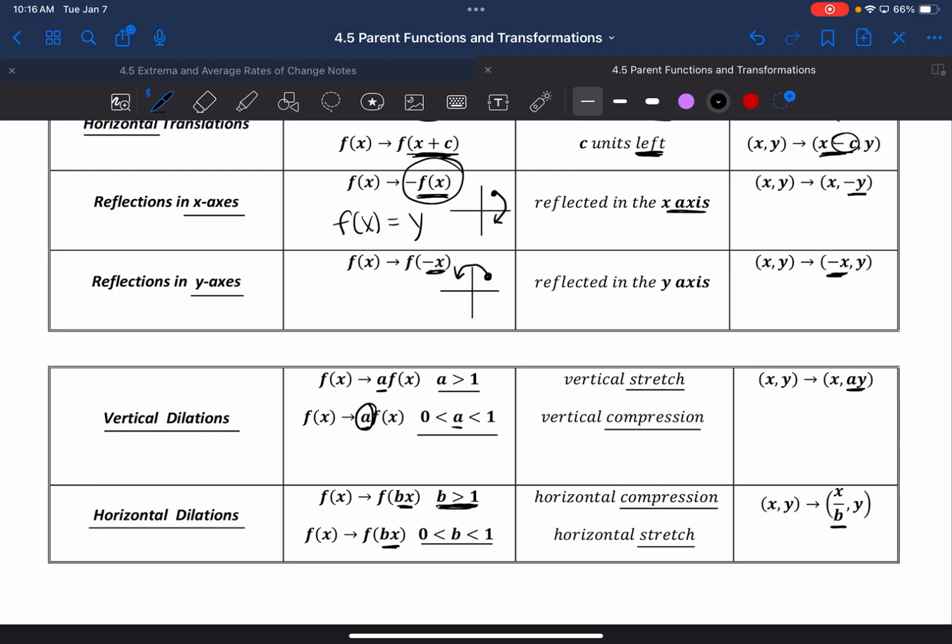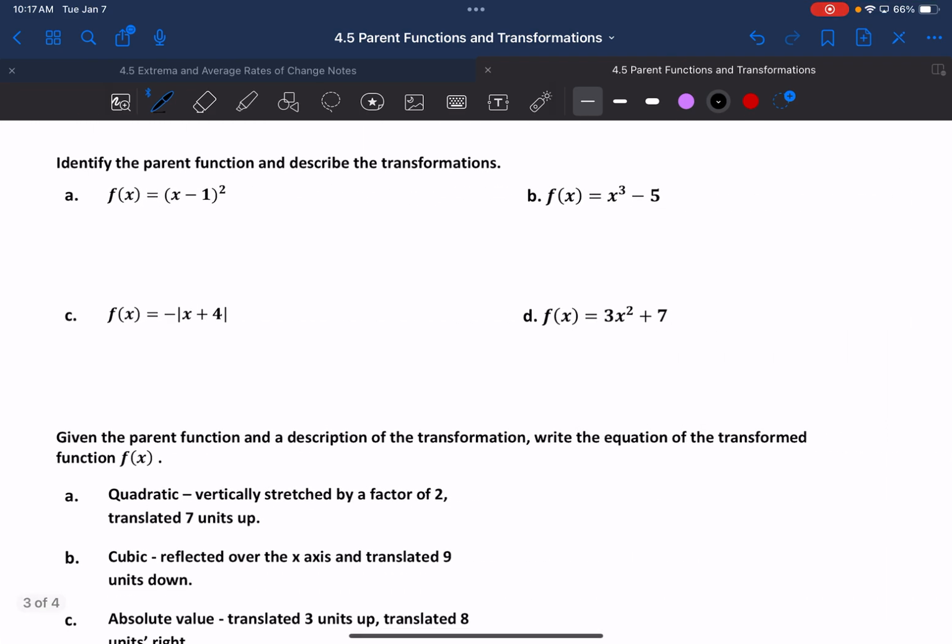Okay, so here you're multiplying your y by a. Here you're dividing your x by b. All right, so now that we've refreshed ourselves on those rules, let's flip it over onto the next page. And it says that what we're going to do is identify the parent function and then describe its transformations.